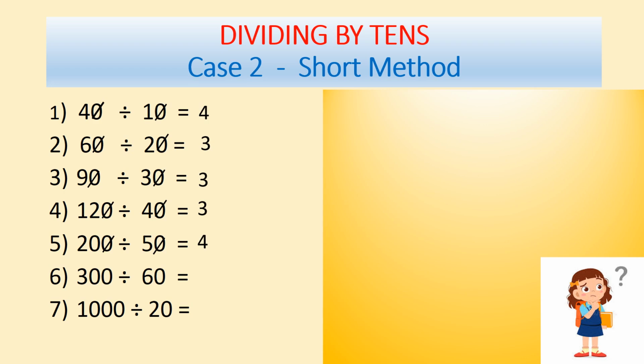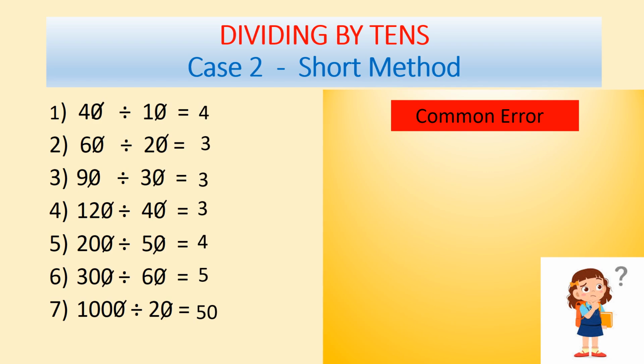Next again we have zeros in the end. So cut 1 0 from here and 1 from here. So 30 divided by 6, that is 5. 5 6's are 30. So 300 divided by 60 is equal to 5. Again we have zeros in the end, but we have to cut only 1 0 all the time. So 1000 divided by 20, cancel one zero from each, that is 100 divided by 2, which is 50. Is it interesting? Very easy, isn't it?